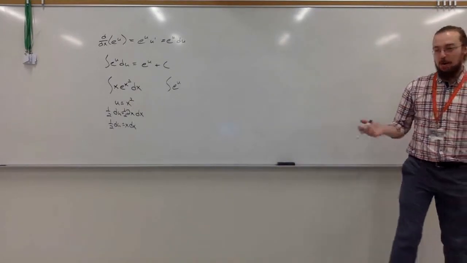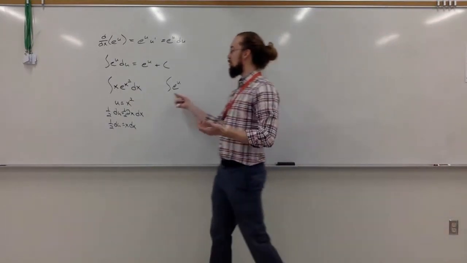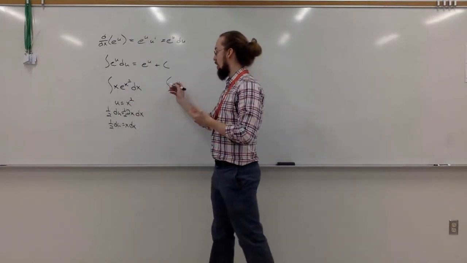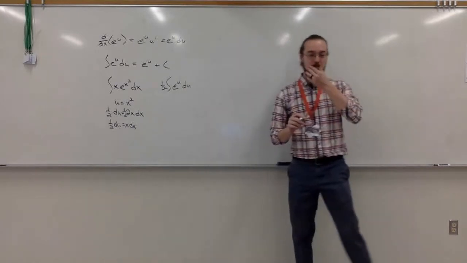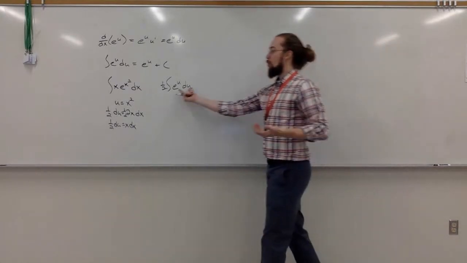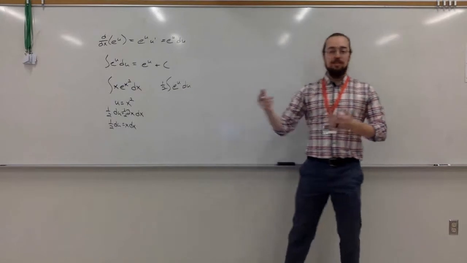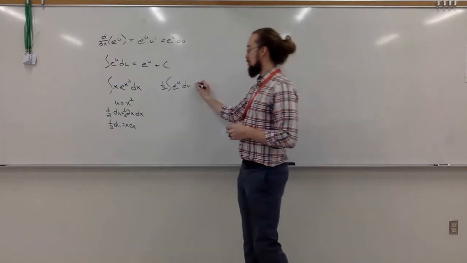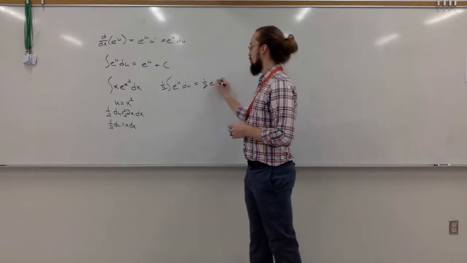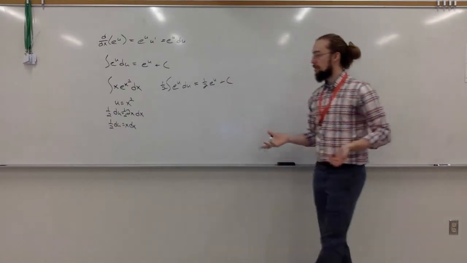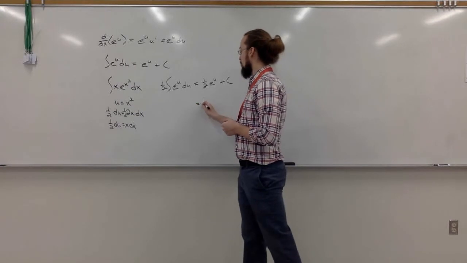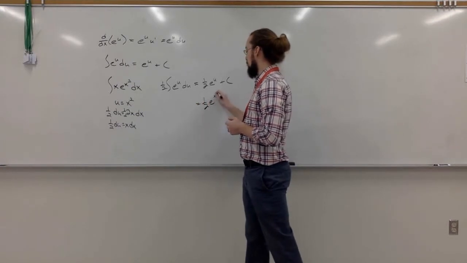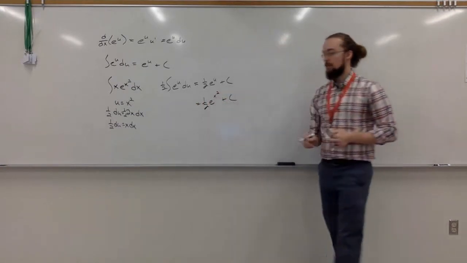Alright, so when we make our u substitution, this would become e to the u times 1/2 du. So the antiderivative of e to the u du is just e to the u plus c. Plug my u back in. My final answer would be 1/2 e to the x squared plus c.